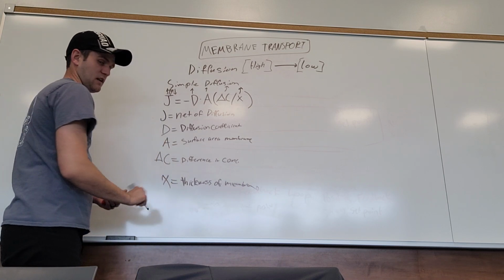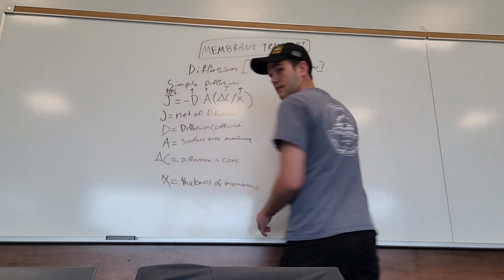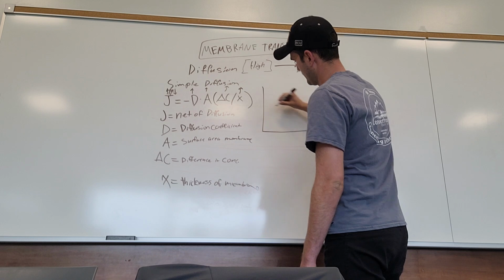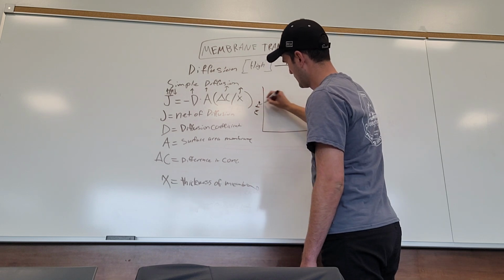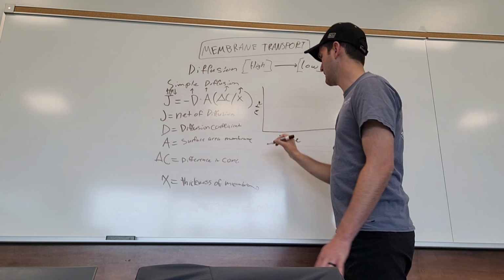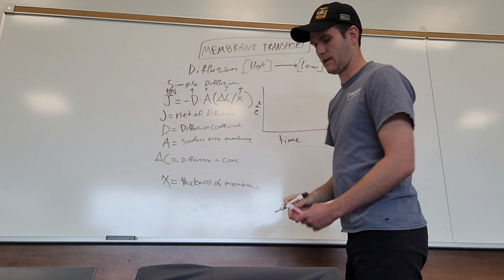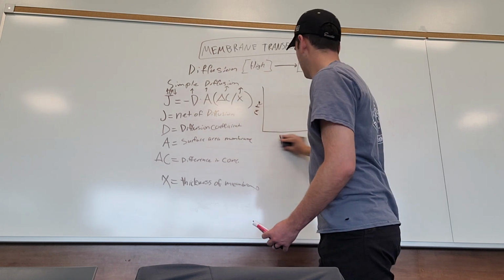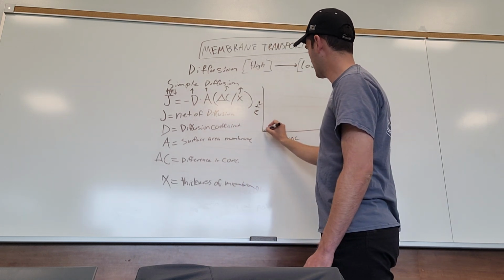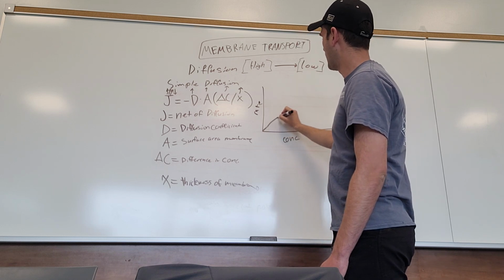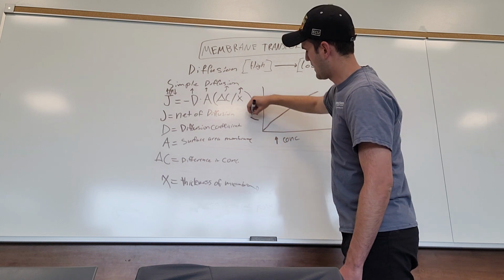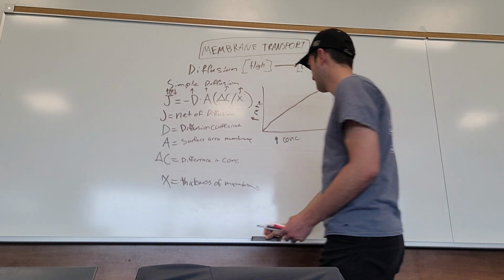Okay, so essentially if we were to graph this out, this is going to be our rate of diffusion and, actually no, that is not time, my bad, concentration. As we increase our concentration, our rate is going to increase. So the higher the concentration, the higher the rate of diffusion, okay?